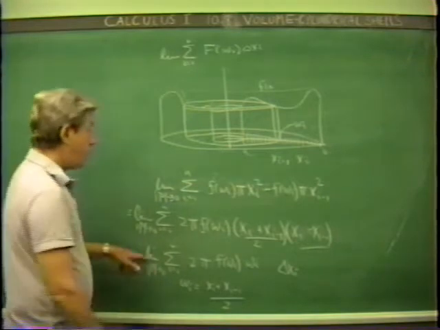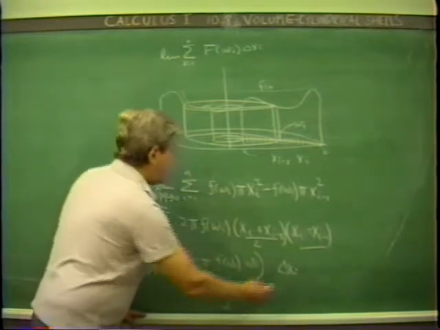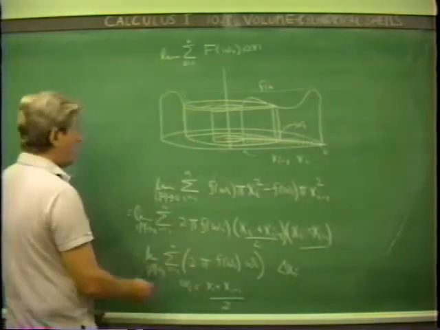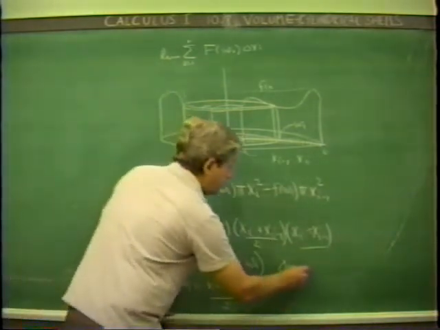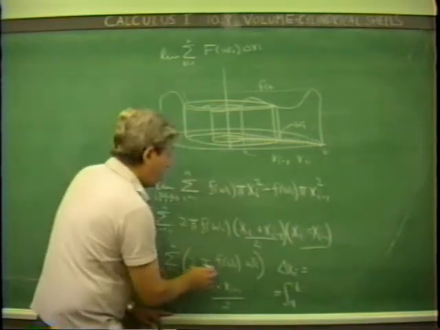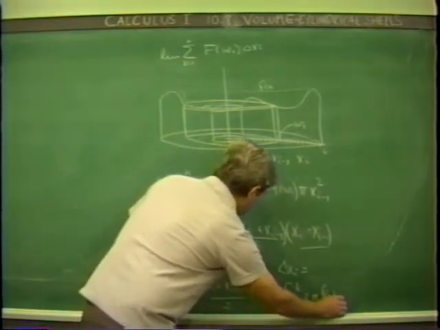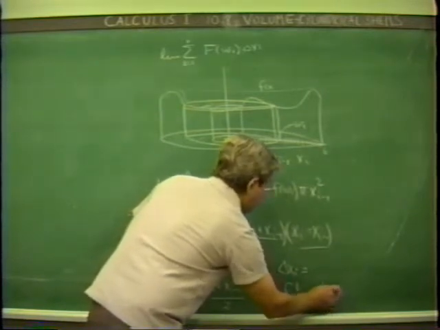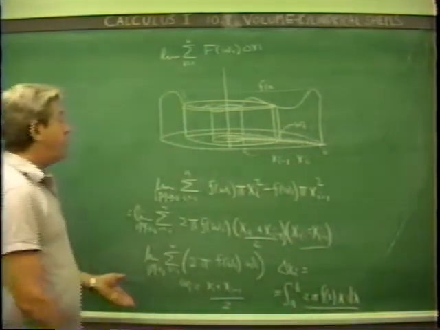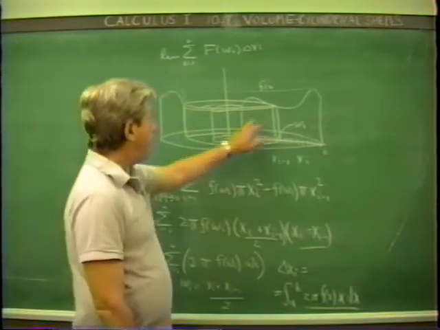In each case, this is going to be equal to this. This is going to be equal to this. And now this corresponds to something of the form a function of wi, delta xi, the sum, and then the limit. And so this is going to be equal to the integral from a to b, what was partitioned, 2 pi x f of x dx.